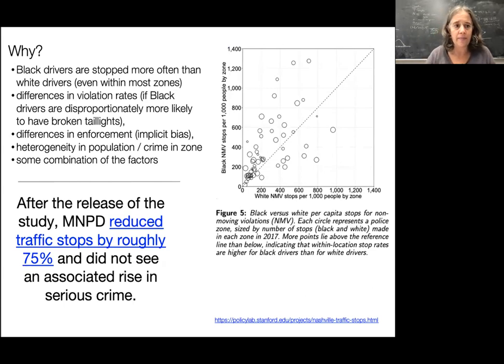And so they brought their report to the Metropolitan Nashville Police Department, and they reduced traffic stops by roughly 75% and did not see an associated rise in serious crime. So this is kind of a positive outcome of looking at racial disparities, in this case in traffic.